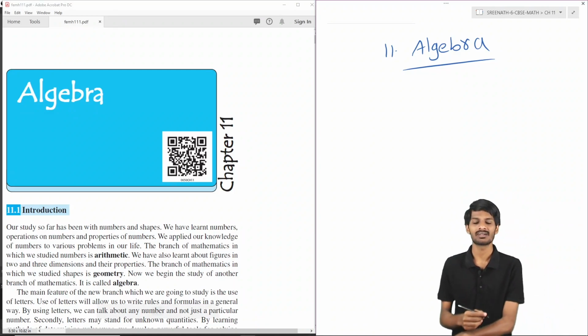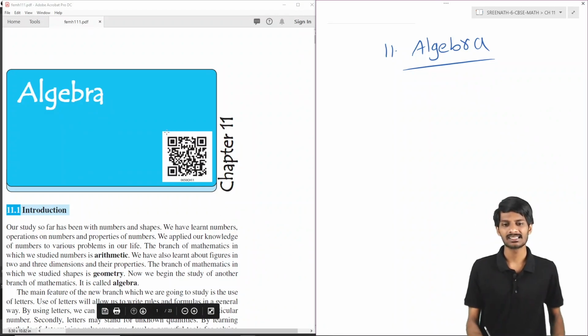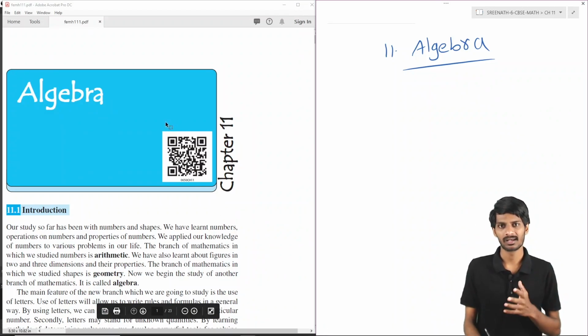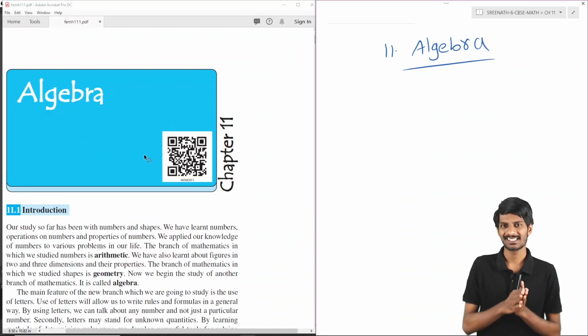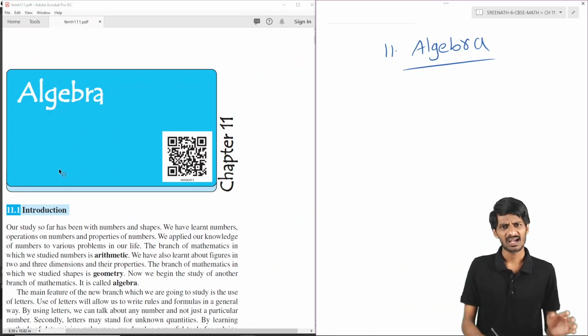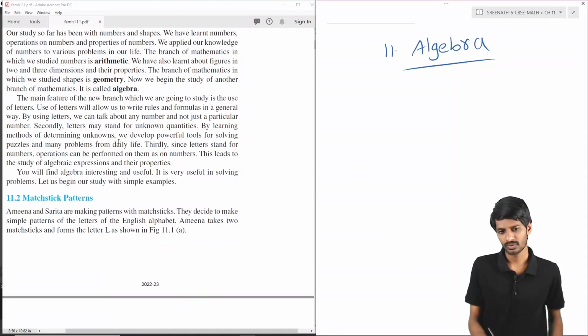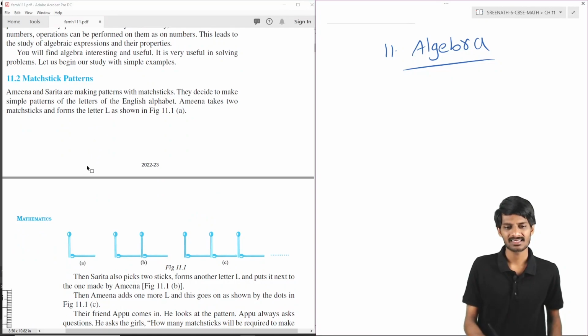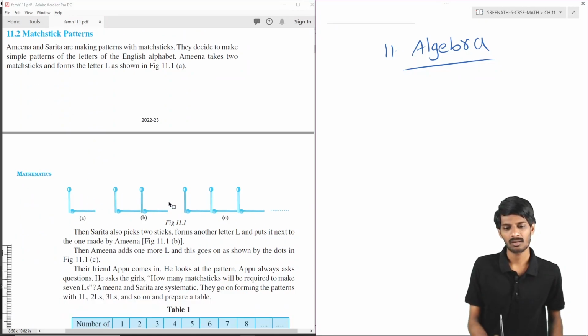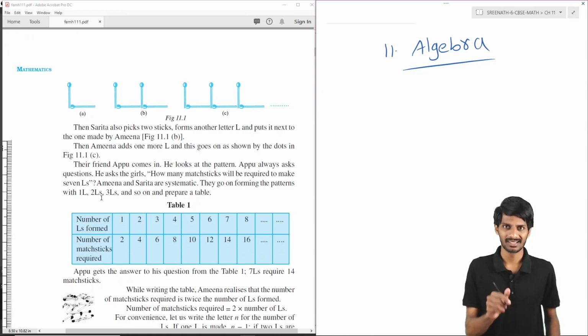Before we start our whole chapter discussion, let's see what are the concepts we are going to learn now. After that, we are going to learn each topic in detail. And later, the thing is about summary. So introduction, students: in the introduction, what is meant by arithmetic, what is meant by geometry and what is meant by algebra. We are going to know the difference between these three things, students. Next thing is matchstick patterns. Using these matchstick patterns we are going to learn something new.